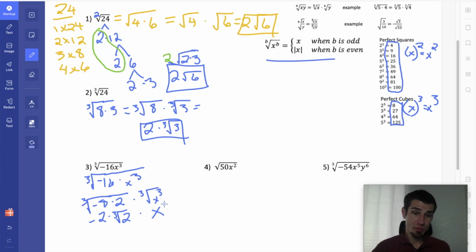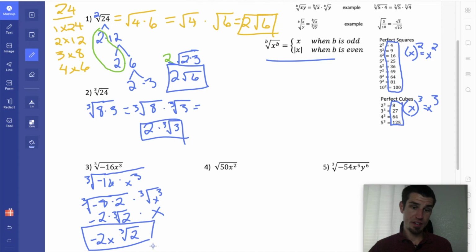Now, this is a weird way to write it. We wouldn't ever write a factor outside of a radical times a factor inside a radical times some factor outside of the radical. We're going to go ahead and just move this in front. This would give us negative 2x cubed root of 2. And that would be our answer.